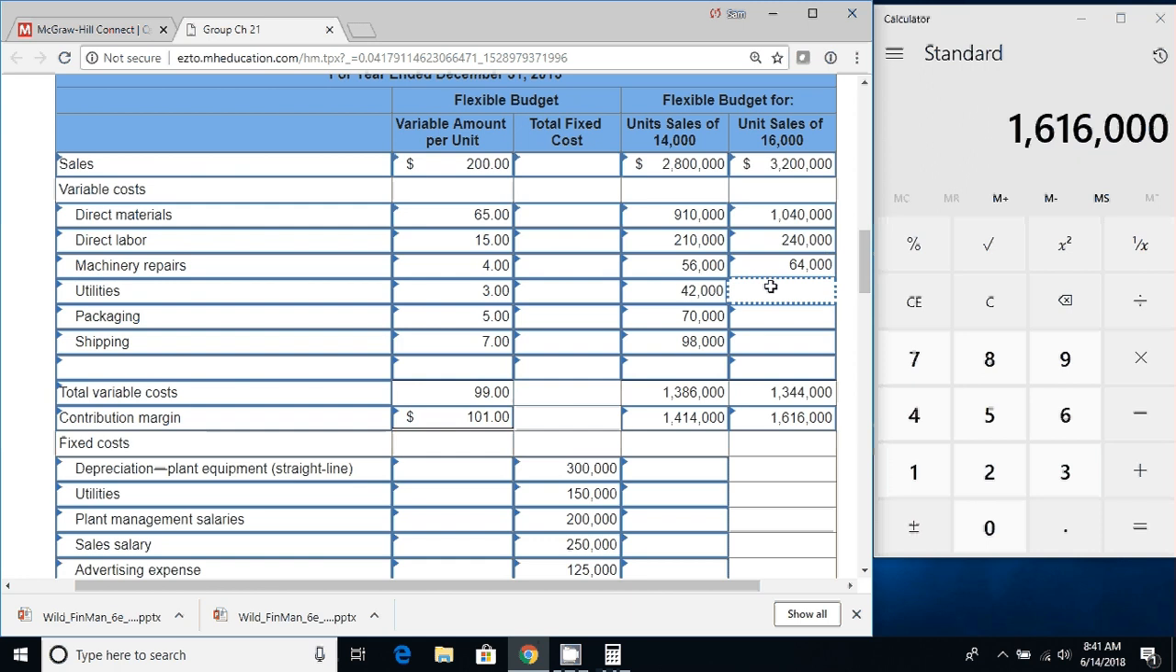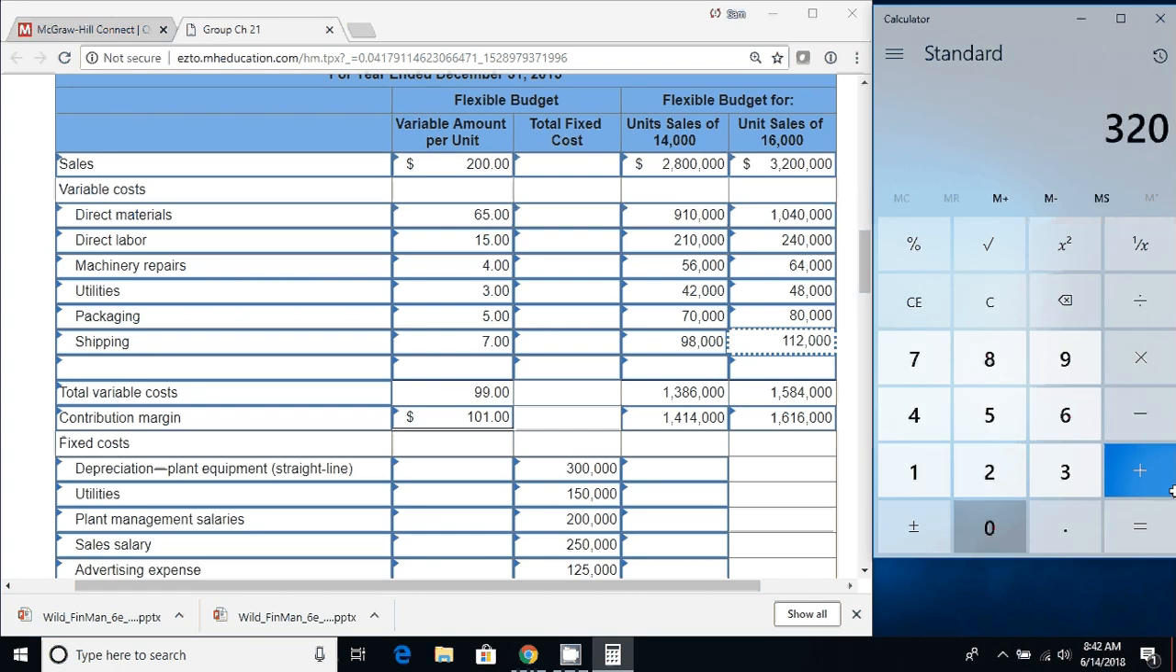For utilities, I get 48,000. For packaging, I get 80,000. And for shipping, I get 112,000. Did it work? Does the 1,616 work? Let's see. 3,200 minus 1,584 is 1,616,000. Okay, well that kind of makes sense, and I think that might help us in the future a little bit as well.